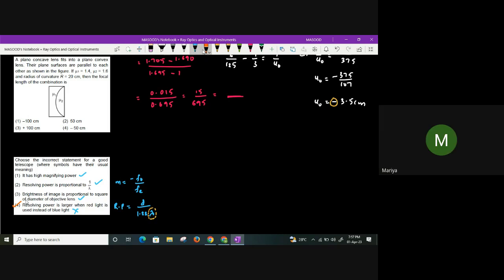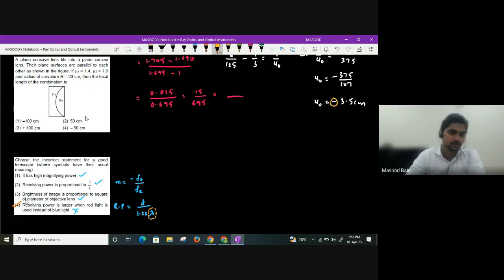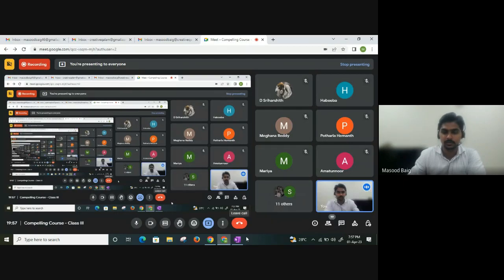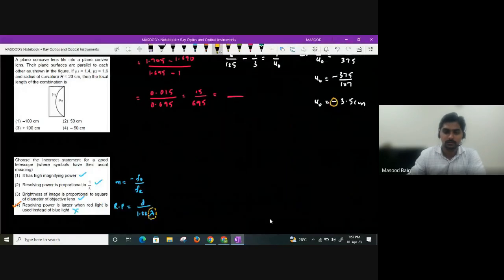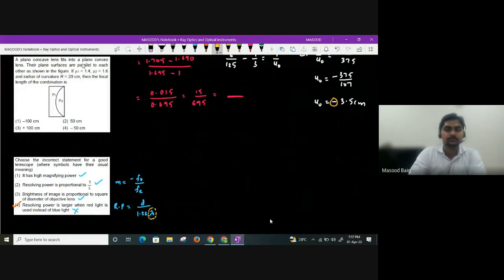Yes, sir. Now, yesterday we have seen, let us come to this question now. A plano-concave lens fits into a plano-convex lens. Their plane surfaces are parallel to each other as shown. Focal length of the combination they are asking. So can I consider this to be one of the lenses, and this to be the other lens, guys?